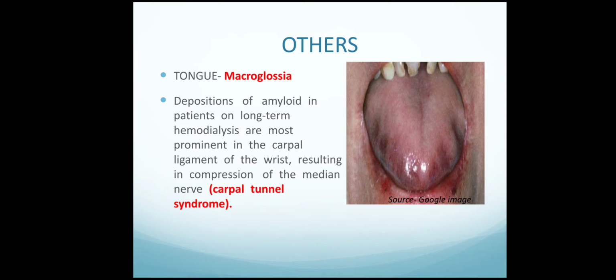Now in the tongue we can see macroglossia. And there is deposition of amyloid in patients on long-term hemodialysis, who can have deposition of amyloid protein in the wrist, in the carpal ligament, and can result in carpal tunnel syndrome in those patients.